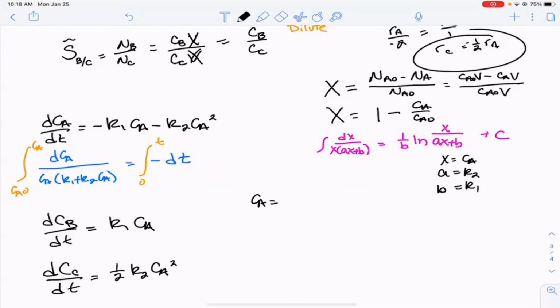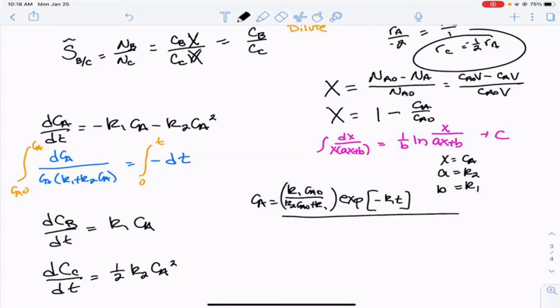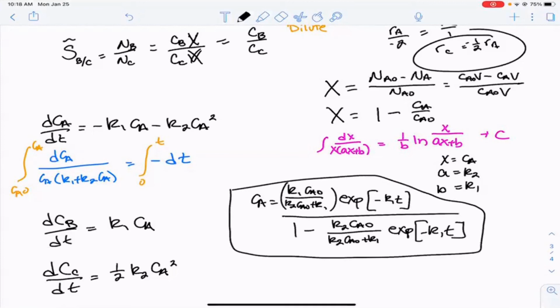And CA equals K1 times CA0 over K2 CA0 plus K1 times the exponent of minus K1T, divided by 1 minus K2 CA0 over K2 CA0 plus K1 times the exponent of minus K1T. Okay, so that was the concentration of A, solved analytically.